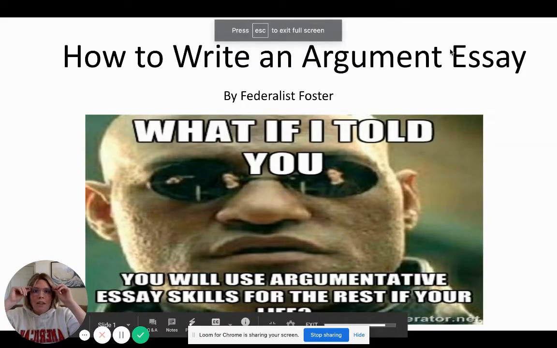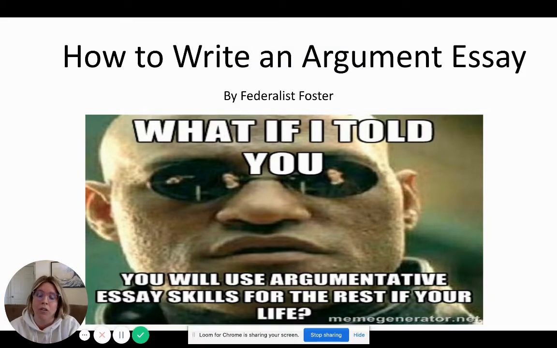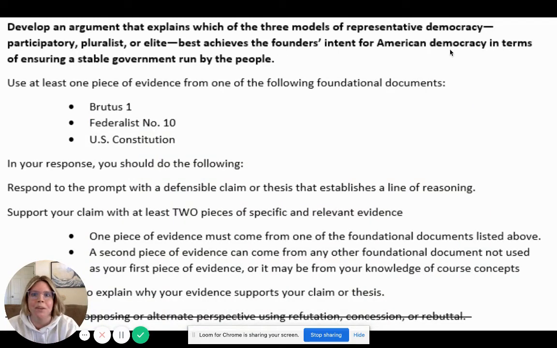Good news is this is actually the essay that I read when I went to Salt Lake City to grade the exam last year. So I have a lot of experience with this. I read over 1,000 argument essays, and I know exactly what we're looking for because I was one of those people that was looking to grade those.